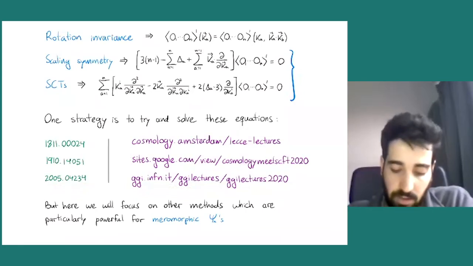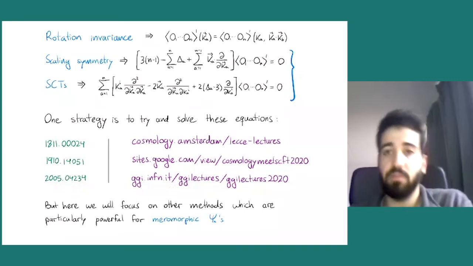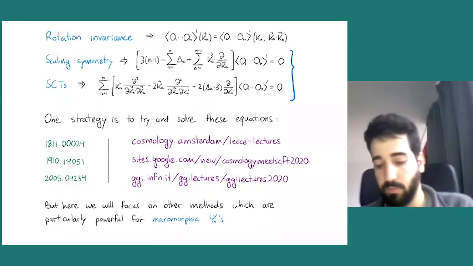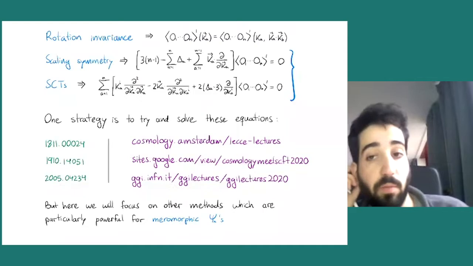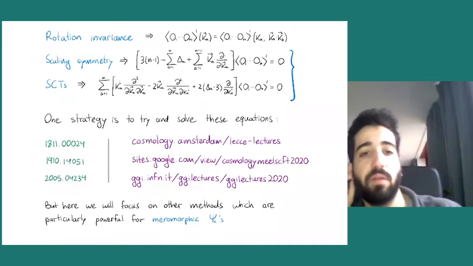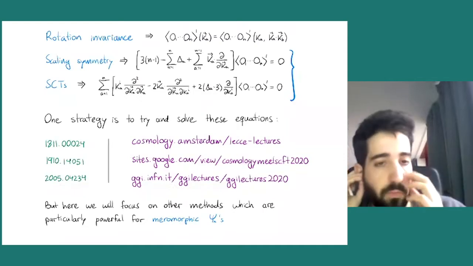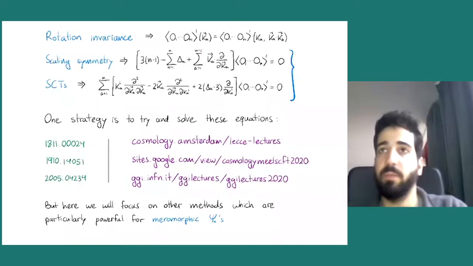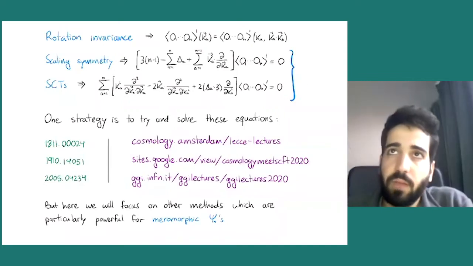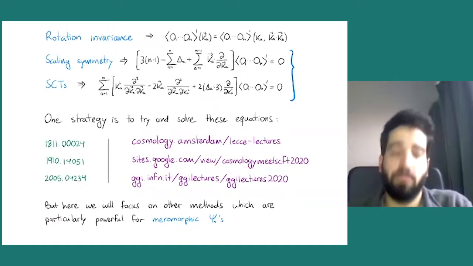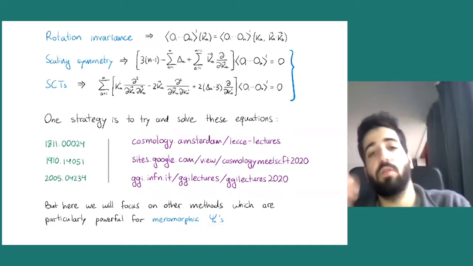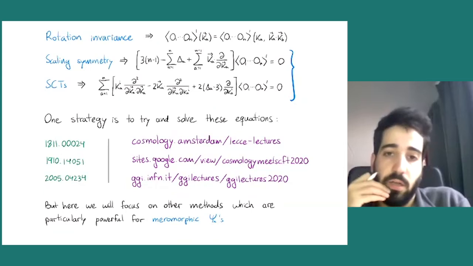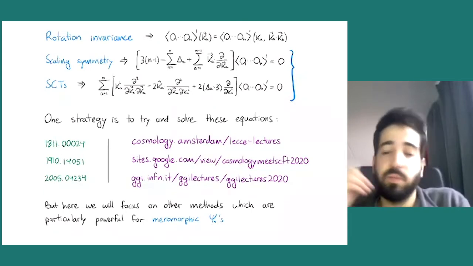conformal Ward identities. And these methods that I will be focusing on are powerful for wave function coefficients which are meromorphic, so which only have poles. They don't have branch cuts, etc. This happens for wave function coefficients of fields which are massless, basically, even if they have spin.